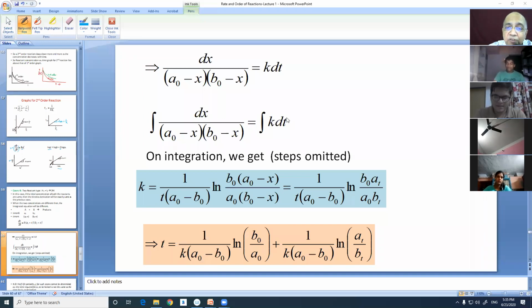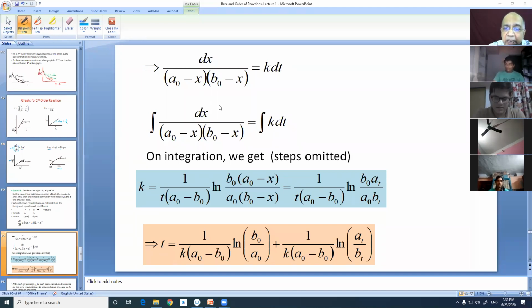The integration of 1 by (A0 minus x)(B0 minus x) into dx, you have to find out, and k dt. Then the integration constant, somewhere either left or right, you have to find out, and then use the integration constant, or you can use the definite integral, doesn't matter.